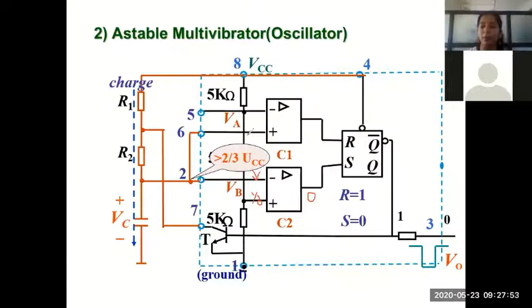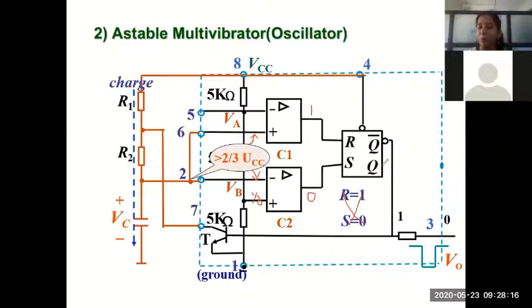And what about the upper comparator? Here the positive terminal becomes greater than 2 by 3. The negative terminal is at 2 by 3. So this becomes 1. So R becomes 1 and S becomes 0. You just ignore this. So R becomes 1 and S becomes 0.